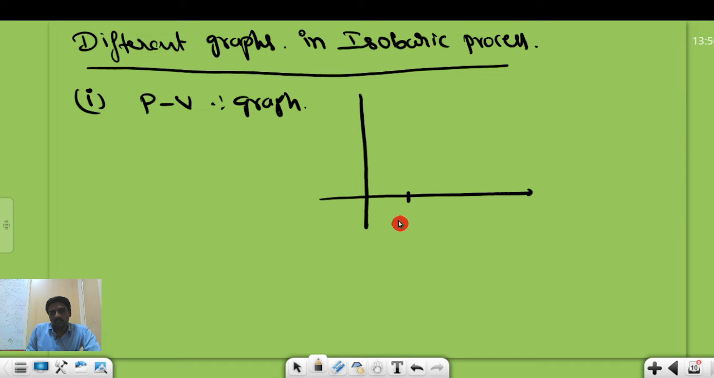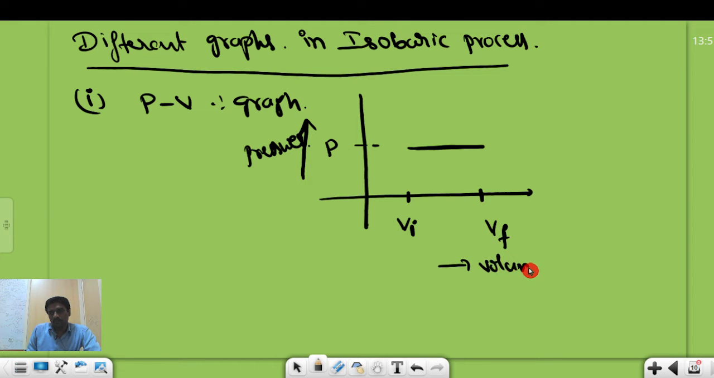Let me take the initial volume of the gas as Vi and the final volume of the gas as Vf. At any volume, the pressure is maintained constant because it is an isobaric process, so the pressure is equal to P. This is the pressure on the y axis, this is the volume on the x axis. This is the PV graph.